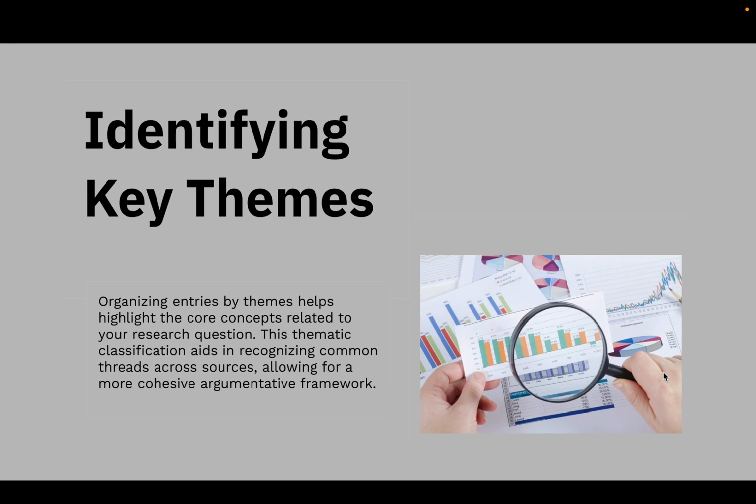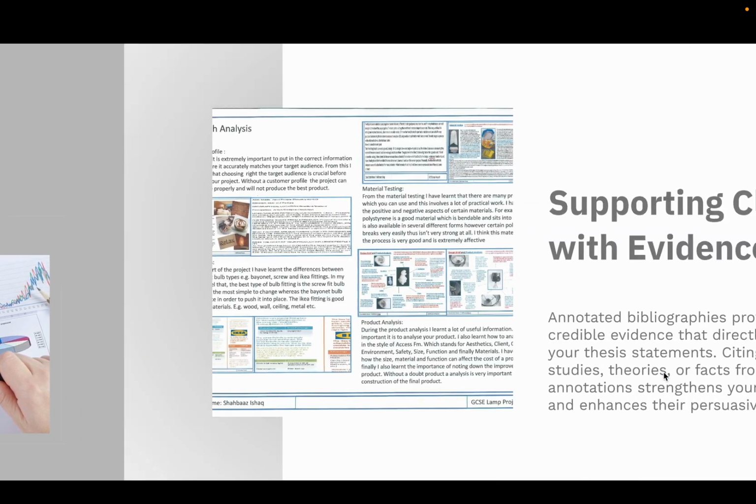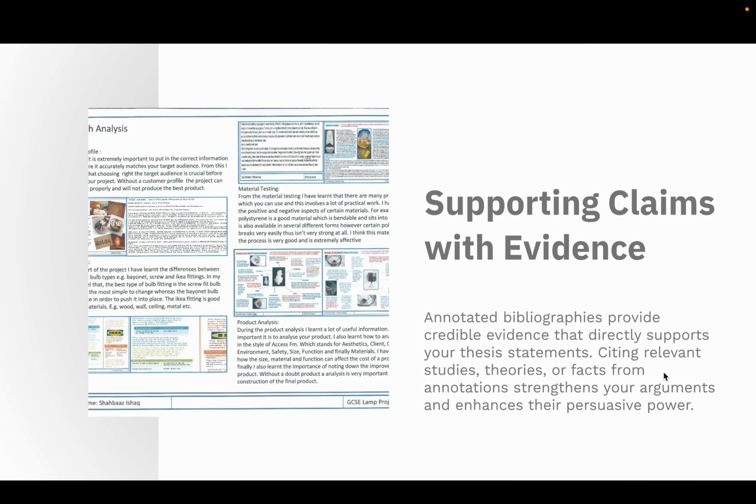Using the annotated bibliography, you can identify key themes. You can organize the entries by themes to help highlight the core concepts related to your research question. This thematic classification aids in recognizing common threads across the sources, allowing for a more cohesive argumentative framework. Annotated bibliographies provide credible evidence that directly supports your thesis statements. Citing relevant studies, theories, or facts from annotations strengthens your arguments and enhances their persuasive power.